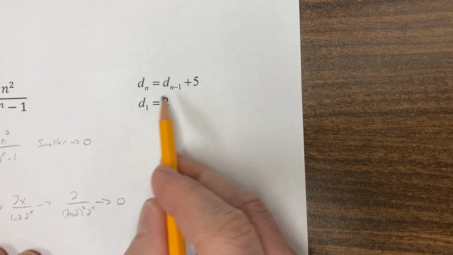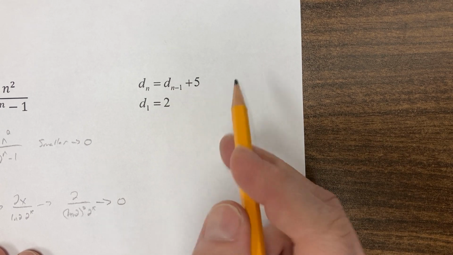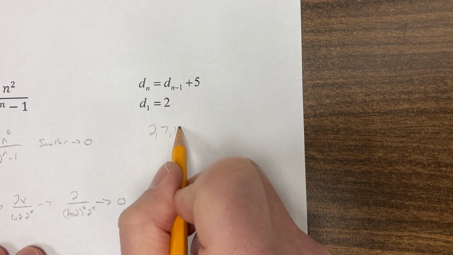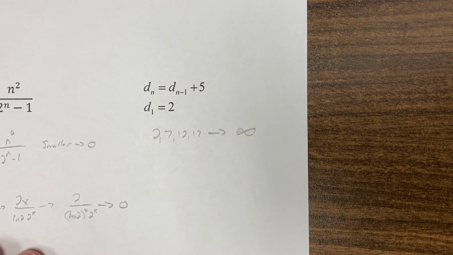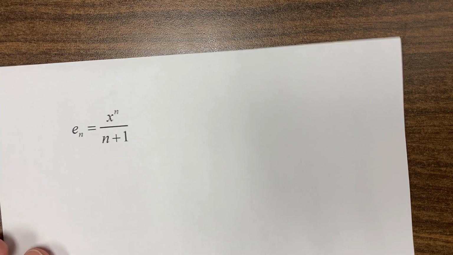Here we started with 2, and we keep adding 5 and adding 5. So again, we don't need any special rule or thing like that. It's pretty obvious that that's just going to go off to infinity there. Okay. Then we have our last one, this x to the n over n plus 1.